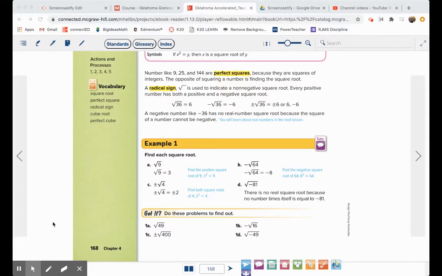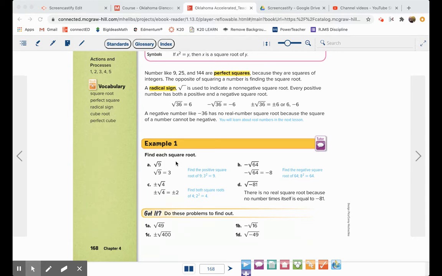Okay, so now we'll look at example 1. Looking at this first example, we have 4 problems. A says the square root of 9. So that should be pretty easy to know what times itself equals 9. But you can plug it in your calculator to make sure you're plugging it in right. The square root of 9 is 3 because 3 times 3 equals 9.